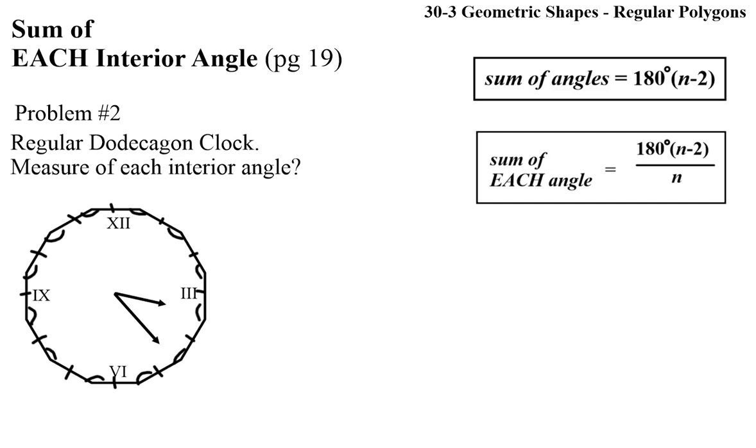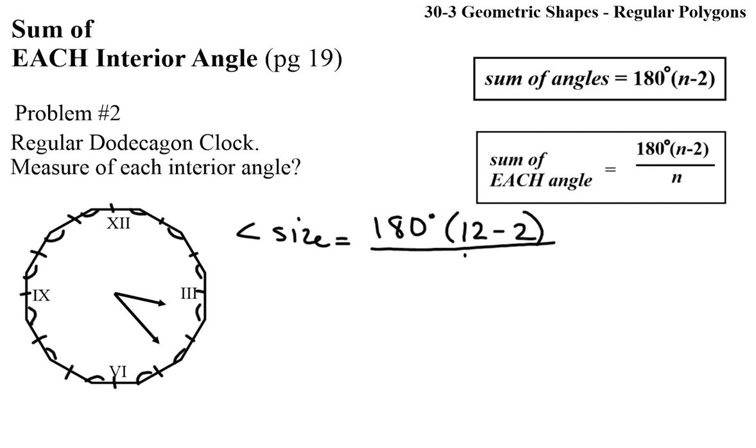Well, to get the angle size, let's first get the sum of all the angles, which in this case, the number of sides we know is 12. That's going to find the total angle, but we know we're going to divide that equally by 12 angles. So 180 times n minus 2 divided by n, and that's what we have.